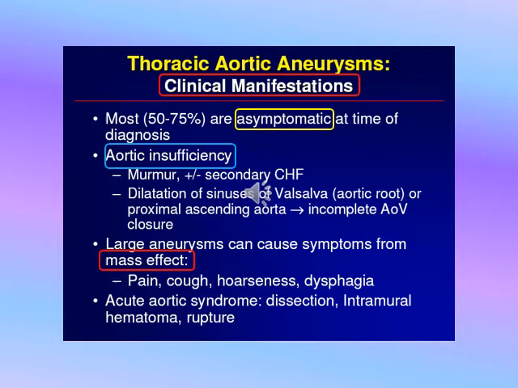And if we're imaging these patients, we'll notice that there is dilatation of the sinus of Valsalva, which is basically the aortic root area, or we'll see a proximal dilatation of the aorta, along with the aortic regurg, which will then need to be scanned further with CT and MRI. If the aneurysm is big enough, it will cause mass symptoms such as chest pain, cough, hoarseness of voice, dysphagia. And finally, if there is acute presentation, we can find acute aortic syndrome, so a dissection, followed by an intramural hematoma formation, that is a blood clot within the dissected area.